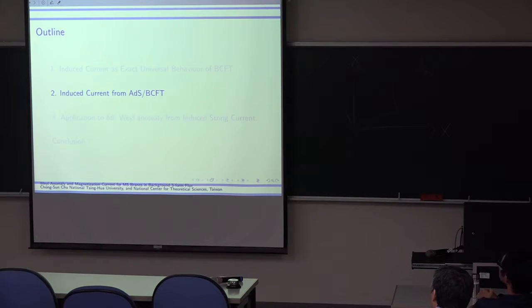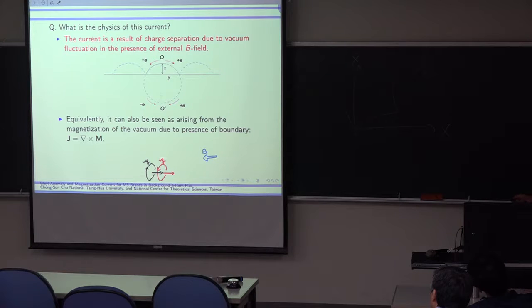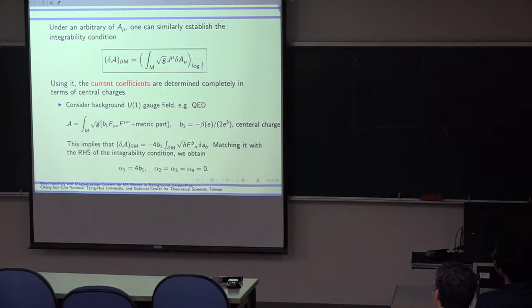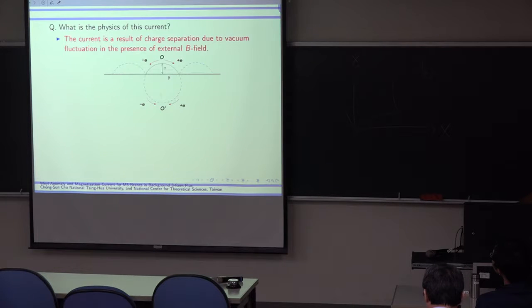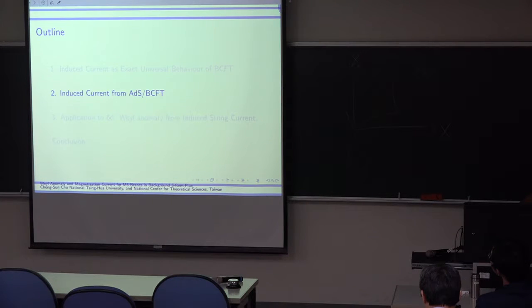So there are various things you can try to think about this current. If we try to measure it or try to find an application of the presence of this magnetization, it should have some observable effect. We are thinking about that. Okay, so now let's go to the second part.